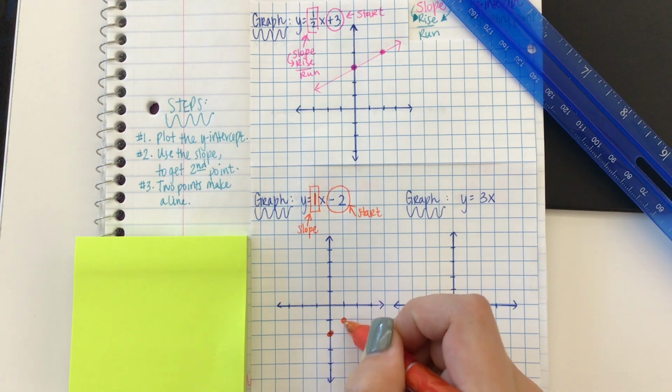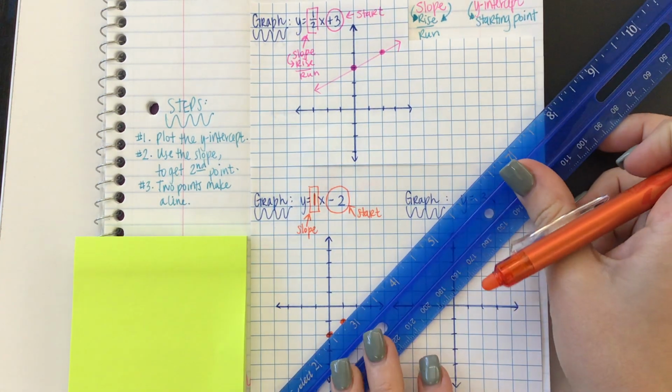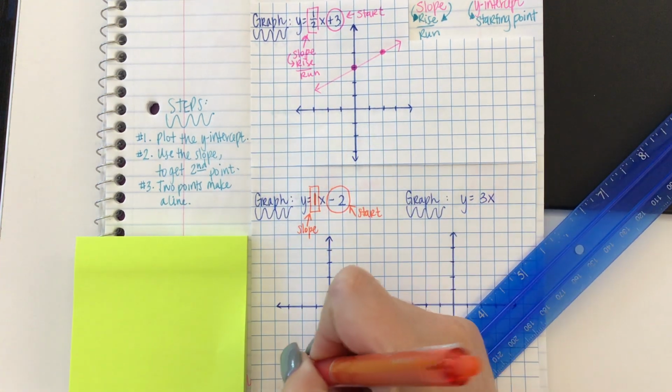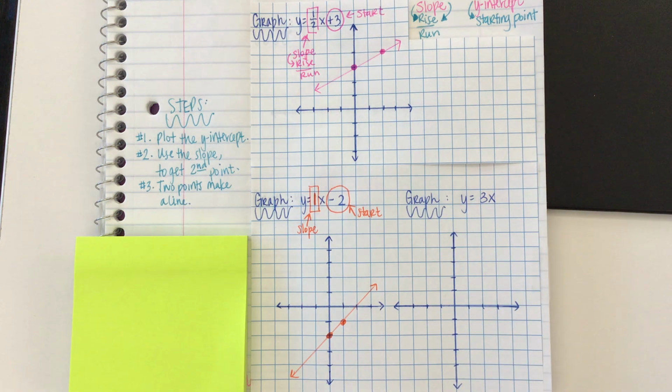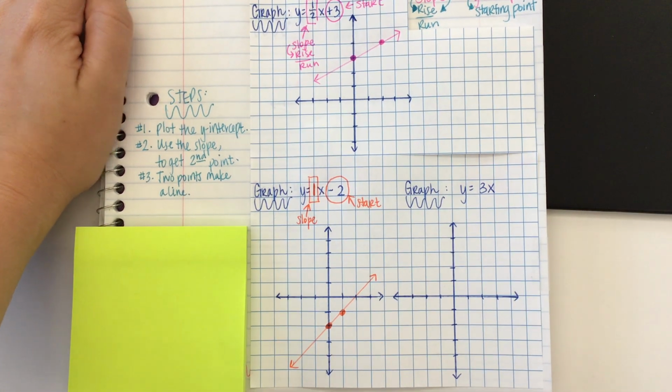So here's my second point. And I'm going to go ahead and take my straight edge. I'm going to connect my dots. Put arrows at the end. And there I have my linear equation, y equals x minus 2.